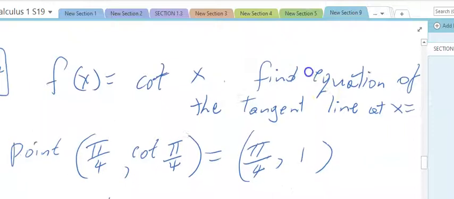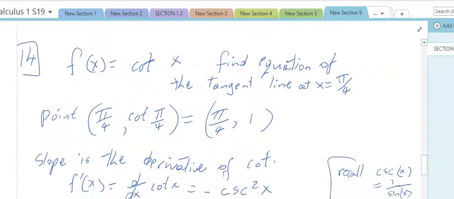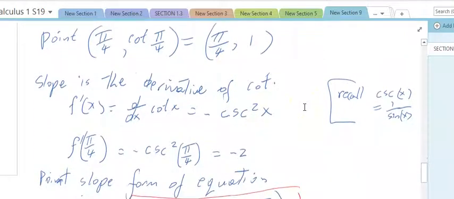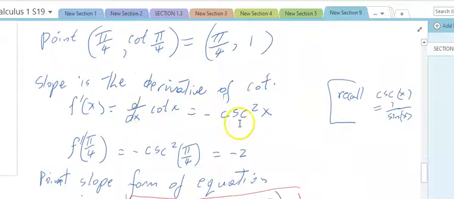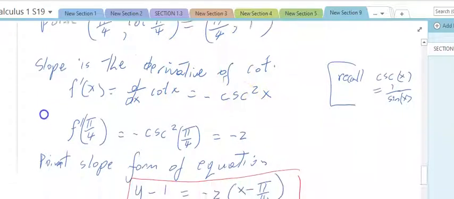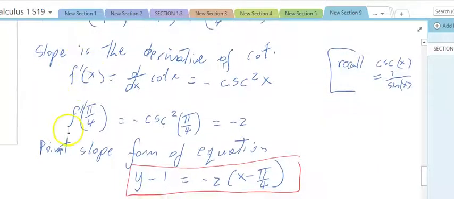f of x is equal to cotangent of x. Find the equation of the tangent line at x equals pi over 4. Now, if x is equal to pi over 4, the point is pi over 4 and cotangent of pi over 4, which is pi over 4 and 1. The slope is the derivative of cotangent, and we know the derivative of cotangent is negative cosecant squared of x. Squared x, I'm sorry.